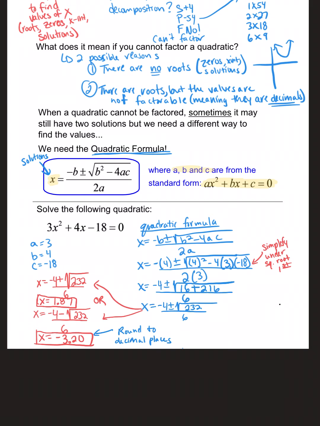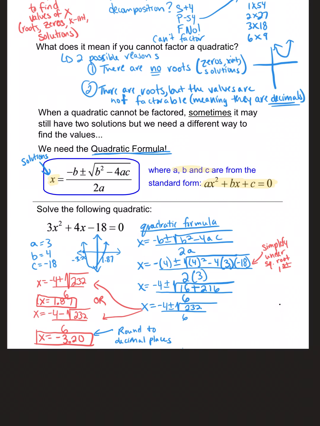Okay, and if we were going to show our solutions on a graph, we're just going to show what these solutions look like, remembering that our solutions are simply our x-intercepts. We would have one solution at a negative 3.20, and we would have another solution at a positive 1.87. Our a value would tell you that this is a parabola that's opening up, so we would have some kind of parabola that looks like this. It's going to point up, and it's going to have zeros at those locations.